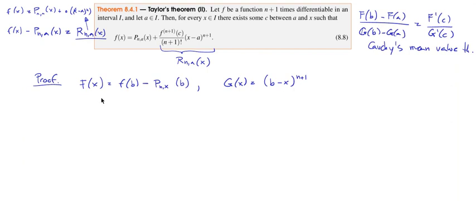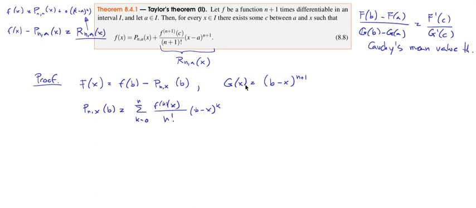Now let's just note that p_{n,x} at b is the sum from k equals 0 to n of the kth derivative of f at x divided by k factorial times (b minus x) to the k, right? So now this is not a polynomial anymore, right? You see, this is a function of the derivatives of f times a polynomial, so it's a complex combination of things. But we'll see that if we evaluate this at some point, it's going to be a polynomial.